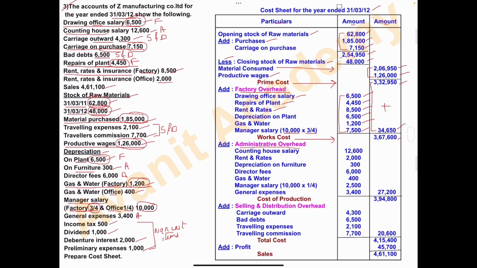The second item: counting house salary, rupees 12,600. This one we have to take under office overhead. So right here counting house salary amount is 12,600. Rent, rates and insurance for office, amount is 2,000. So right here rent and rates amount is 2,000.